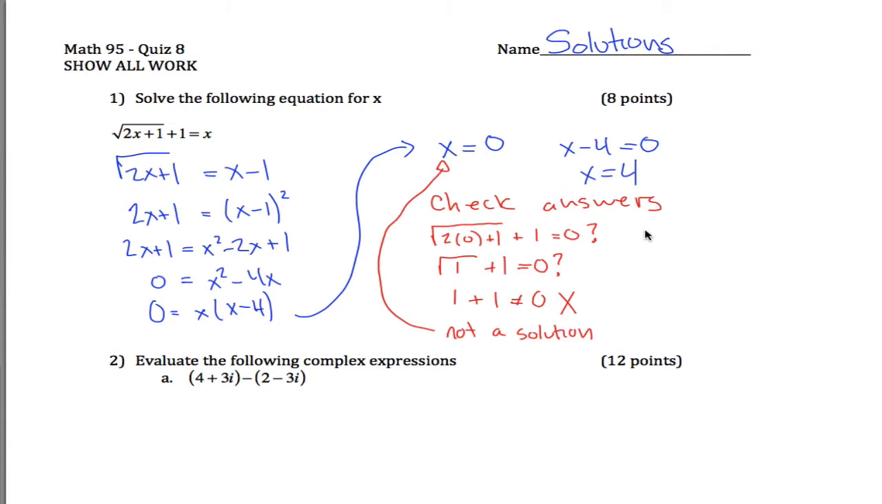Okay, what about this one? I think this one will end up working, but we'll check it anyways. If I go back to my original equation and put in a 4 everywhere I see x, I'm asking: is the square root of 9 plus 1 equal to 4, question mark? Yeah, it is, because the square root of 9 is 3. 3 plus 1 is 4. Cool, that works. This is an answer. It's the only answer. And I'm done with part 1.